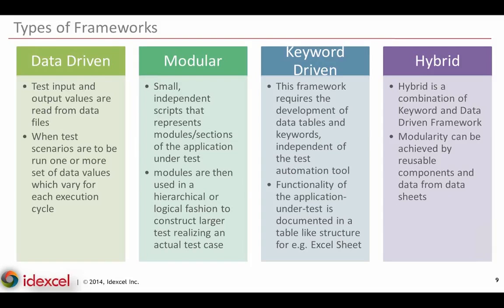So the functionality of the application under test is documented in a tabular structure like an Excel spreadsheet. So you're not writing code, Java code, rather you're writing using all the keywords that you created, more like function calls in an Excel spreadsheet format. And I'll show you some examples or samples where we have a code snippet that's converted into a keyword driven model. And finally, the hybrid model is basically a combination of multiple of these types to form a more efficient and manageable framework for your automation.